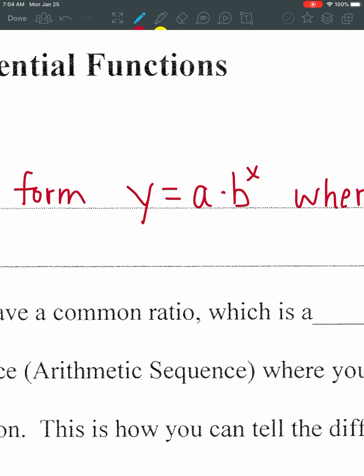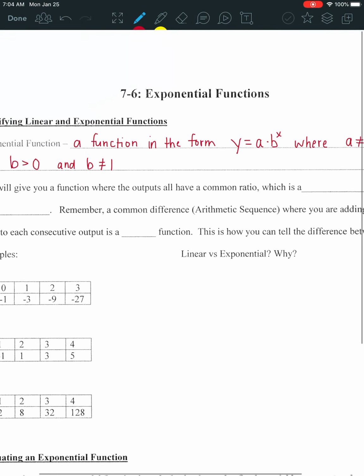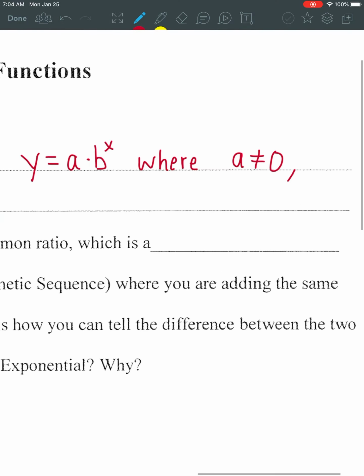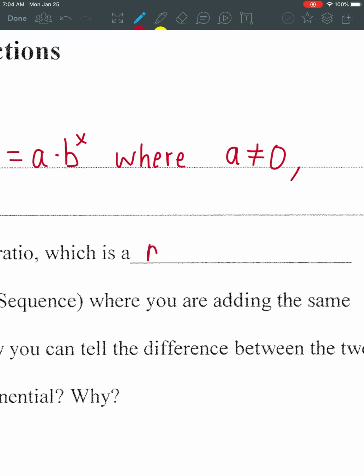If b were 1, think about that equation. 1 to any power, 1 times 1, it's always going to be 1. So we need a number different than 1 for that b. So this will give you a function where all the outputs have a common ratio, which is a multiplication factor.